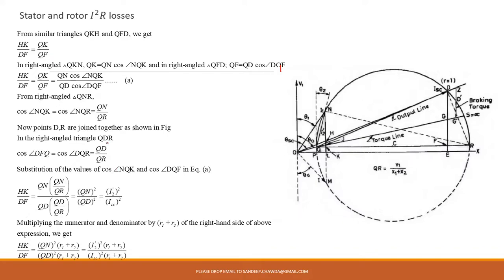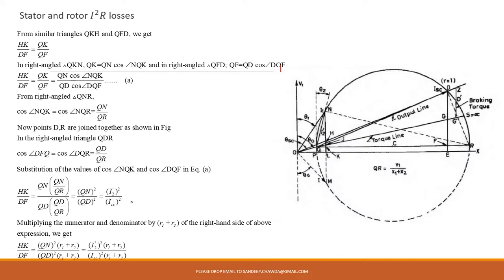So substitute its value, and you are going to get HK divided by DF equal to QN square divided by QD square. QN is nothing but your I2 dash, as you could see here, and QD is your ISC. So ultimately you got HK divided by DF equal to I2 dash square divided by ISC square. This way you can determine the value of HK divided by DF.